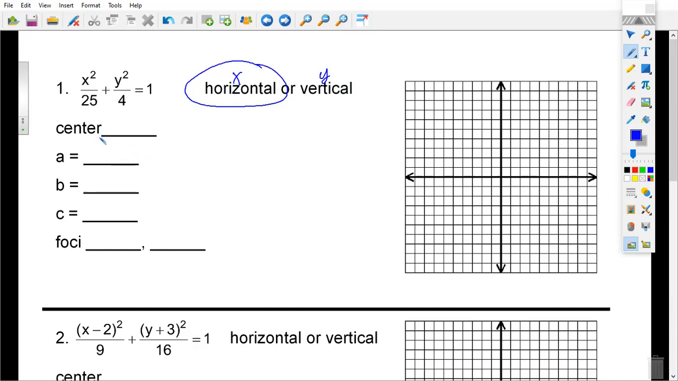Okay. So now we're going to focus on our center. Your center is your H and your K, and because there's no visible H and no visible K, our center is at the origin. So I'm going to plot that. Your a equals the square root of your largest denominator. Your b equals the square root of the smaller denominator. So what's our a and our b?